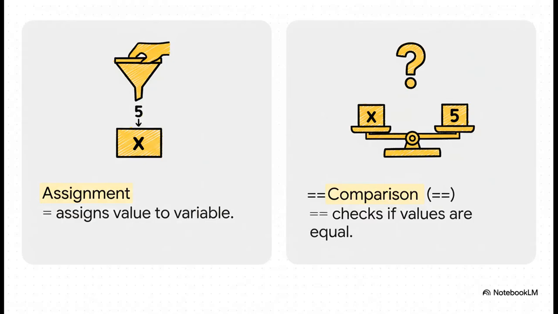Okay, here's one that gets everybody at least once. It's a rite of passage. Mixing up a single equals sign with a double equals sign. A single equals assigns a value. A double equals compares values. So if you write if x equals 5, you're not checking if x is 5. You're making x become 5. And because 5 is not 0, the if statement is always true. Ugh, a single tiny character completely breaks your logic.